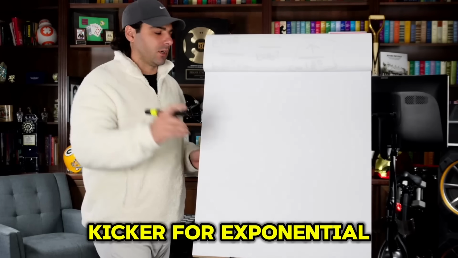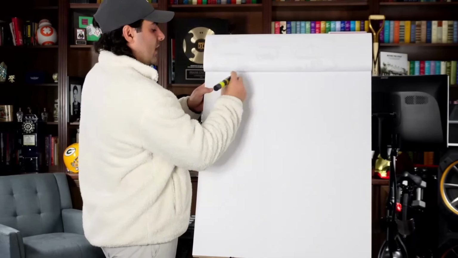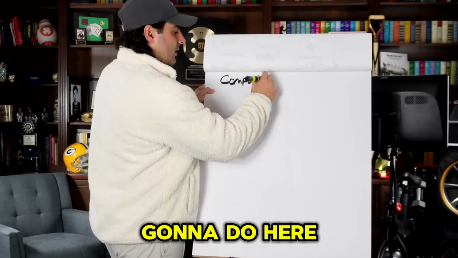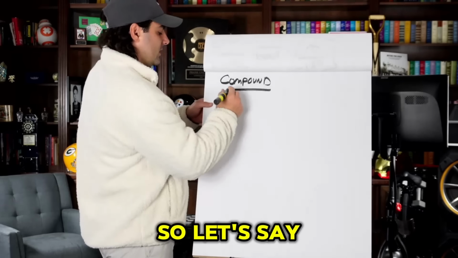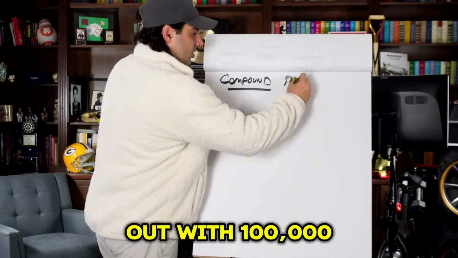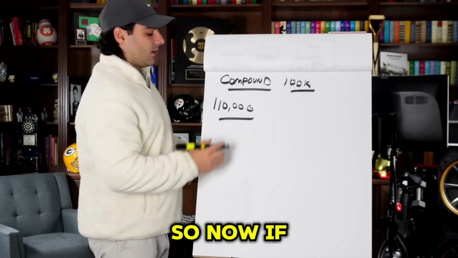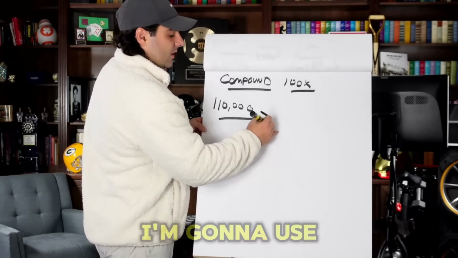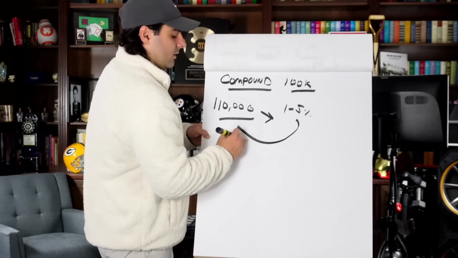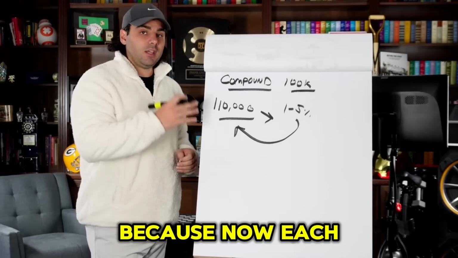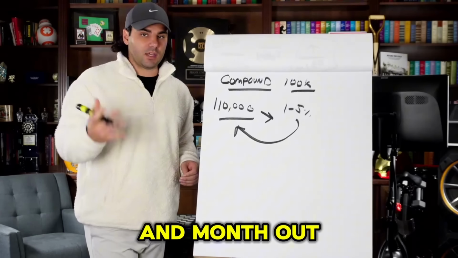Now, here's the kicker for exponential growth. Once I start this process, each and every month, I'm going to compound and reassess my bankroll, because I'm going to use compound interest to build more and more of a bankroll. Let's say I'm starting out with 100,000, and after the first month, I'm at 110,000. Now I'm going to use that same strategy for my unit size, between that 1 to 5% based off of 110,000, because now each play is going to be even more now that I gained more money. This is going to just compound month in and month out, and this is how you get exponential growth.